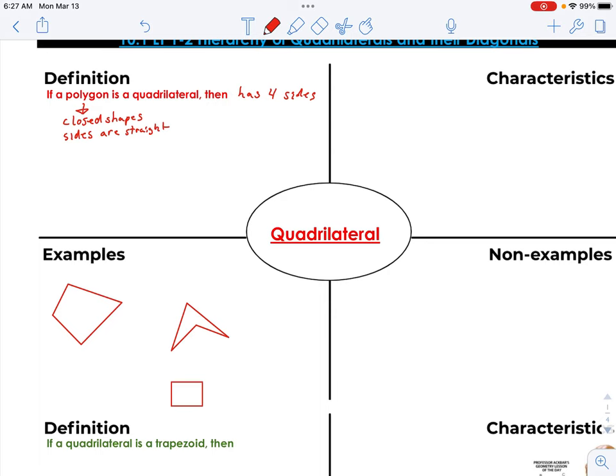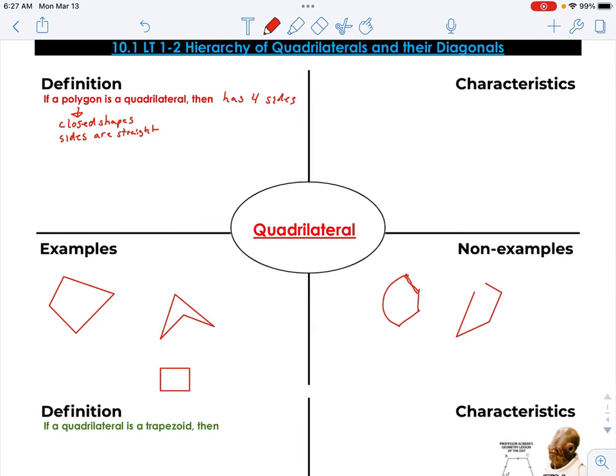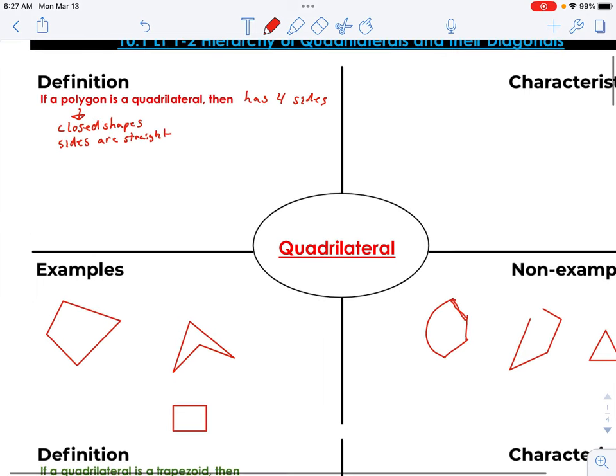A non-example would be something with a curved side. You could still technically say that has 4 sides, but no. Or, you know, might still have quote-unquote 4 sides, but it's not closed. Or maybe even a triangle. That's not a quadrilateral. That's a triangle. All right.